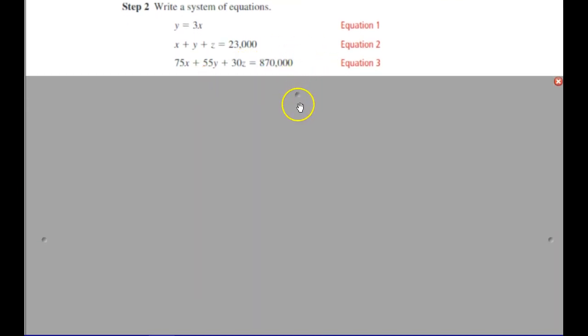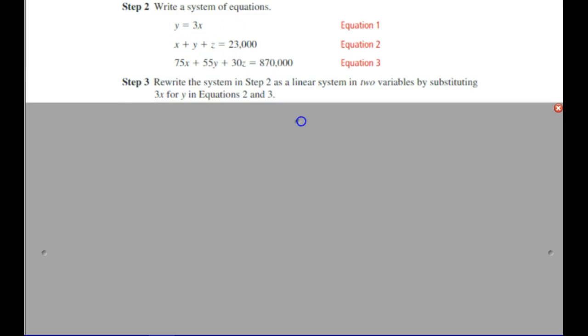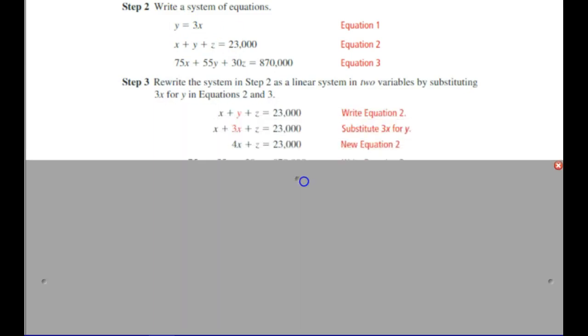One thing I'm going to do a little bit differently is I've already got one solved completely, right? So I know Y equals 3X. So I might as well go ahead and plug that into both of my equations, right? Because that'll make things a little bit easier. So now I can simplify.